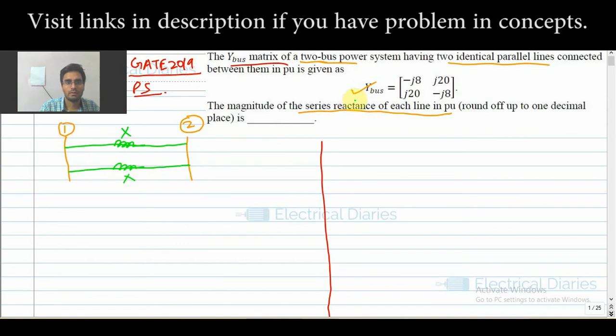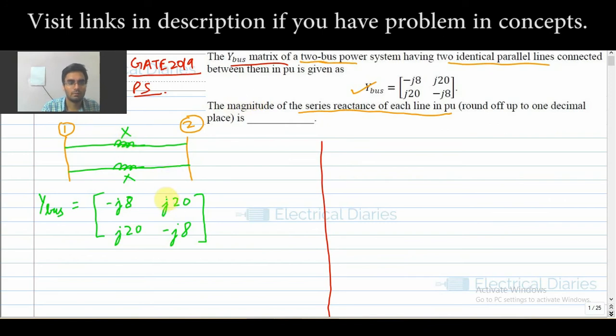Okay, now the Y bus matrix of the given power system is given to us. The magnitude of the series reactance of each line in per unit is asked. Okay, so the Y bus is given to us as minus J8, J20, J20, minus J8. Okay, so now what we can infer is we have to find the reactance.